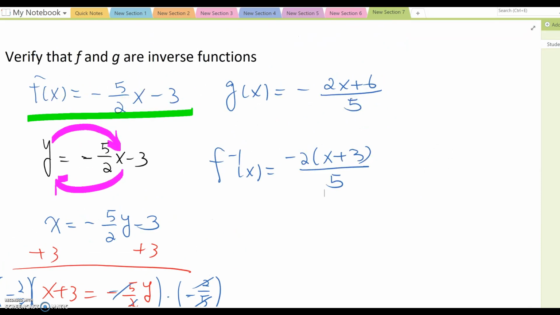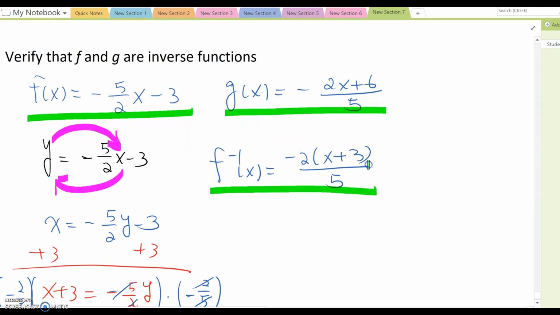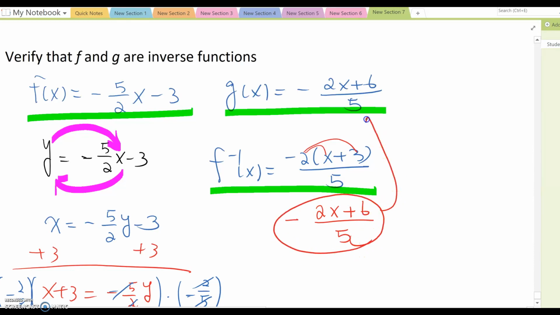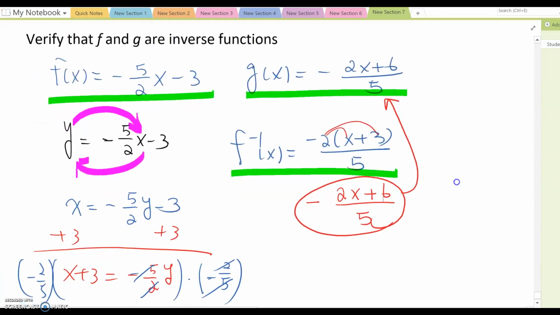Now just compare the given g(x) and f inverse of x here. It looks a little bit different though, so I'm going to match the format. Now take out the negative outside, and then distribute. So 2x plus 6 over 5. As you see, this is exactly the same as this one. Therefore, we found f(x) and g(x) are inverse functions of each other.